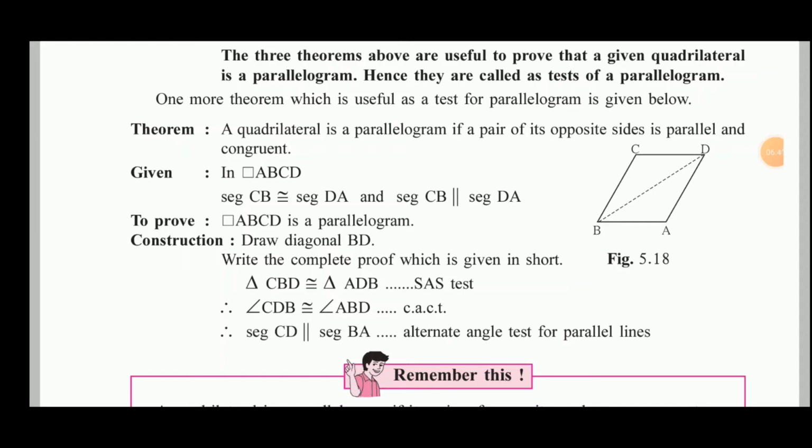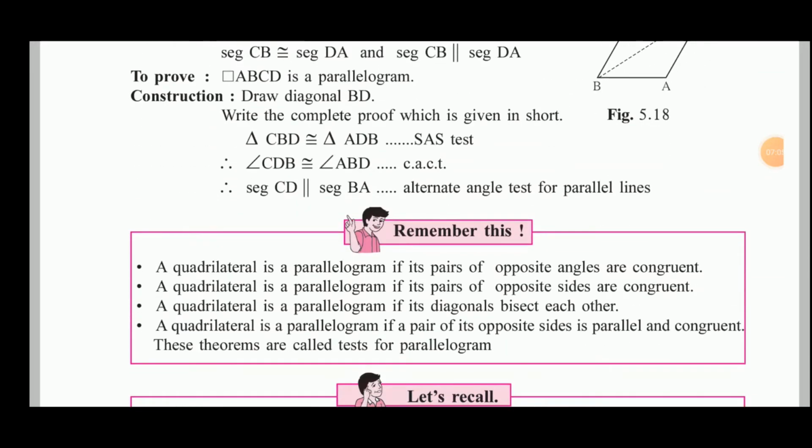Now, draw diagonal BD. Now, triangle CBD is congruent to triangle ADB by SAS test, and therefore angle CDB is congruent to angle ABD, corresponding angles of congruent triangles. Therefore, segment CD is parallel to segment BA, by the alternate angles test for parallel lines.